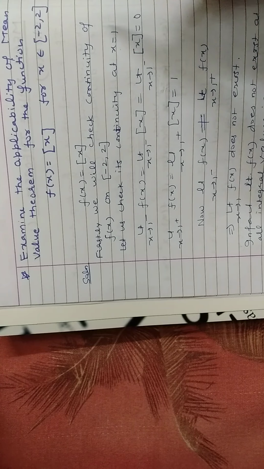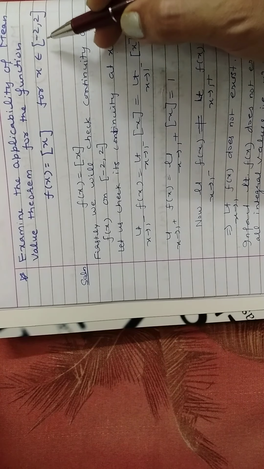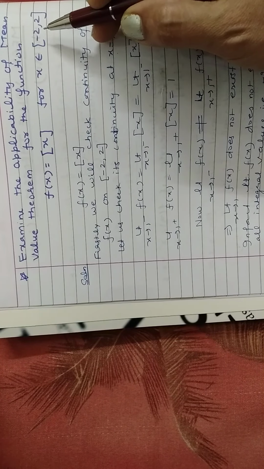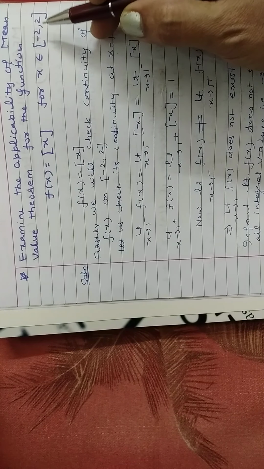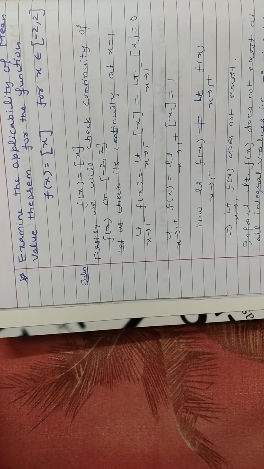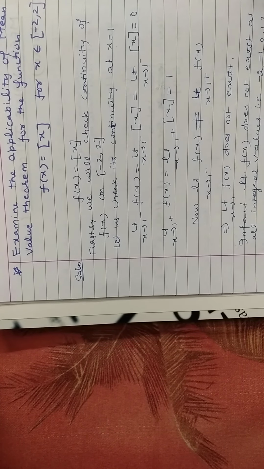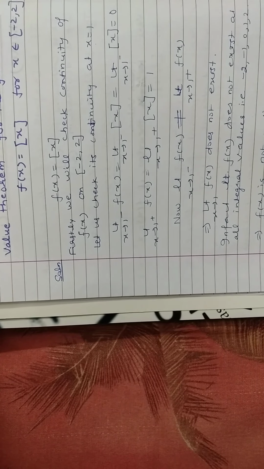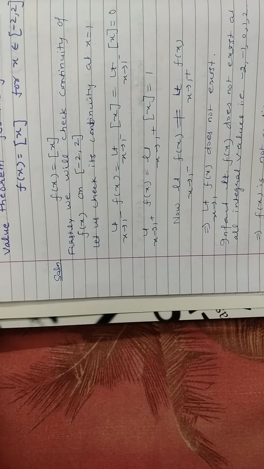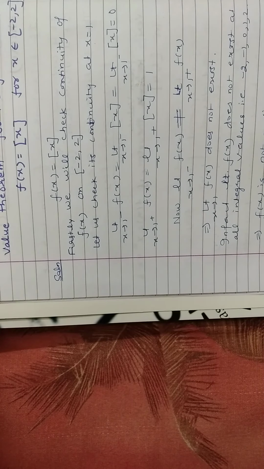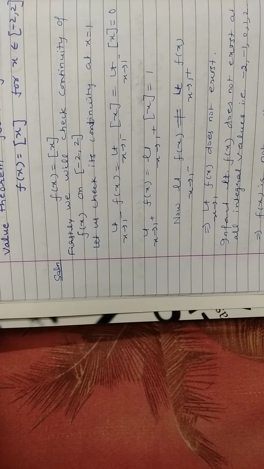and in fact this limit does not exist at all integral values. That is, in this interval all integral values are minus 2, minus 1, 0, 1, 2, and at all these 5 points this limit doesn't exist. And if the limit does not exist, we will not talk about its continuity. So f(x) is not continuous. Clear? It means the first condition doesn't hold. It means mean value theorem is not applicable.